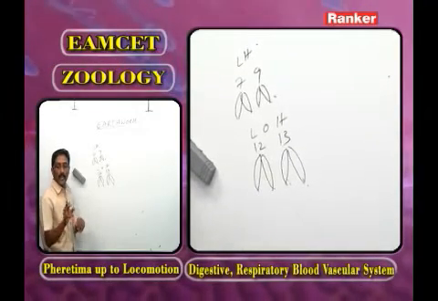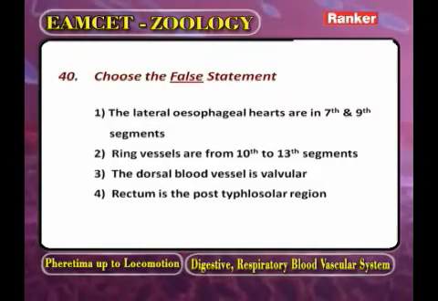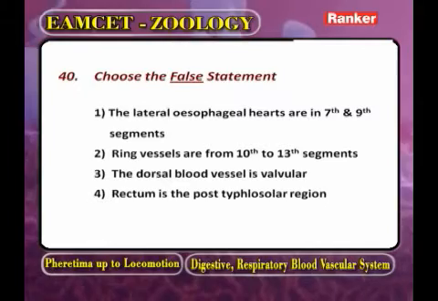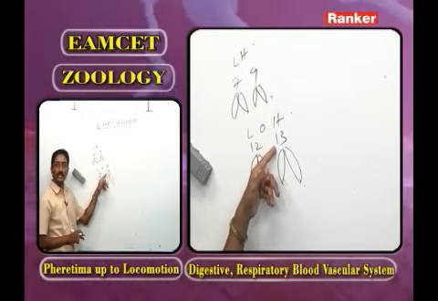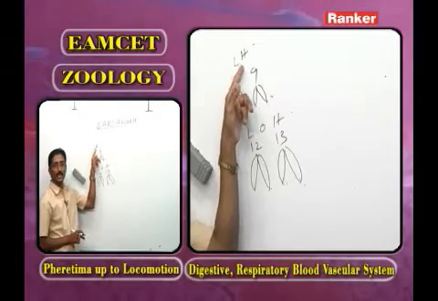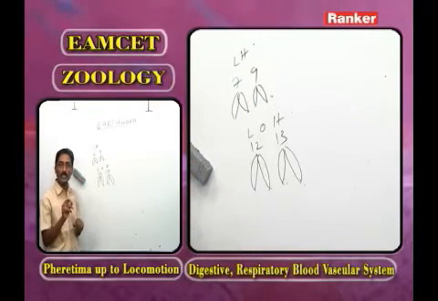Now, what is the first statement? Lateral esophageal hearts are in the 7th and 9th segment. But that is wrong, because they are present in the 12th and 13th. In the 7th and 9th, what are present? The lateral hearts. So, the first statement is wrong.